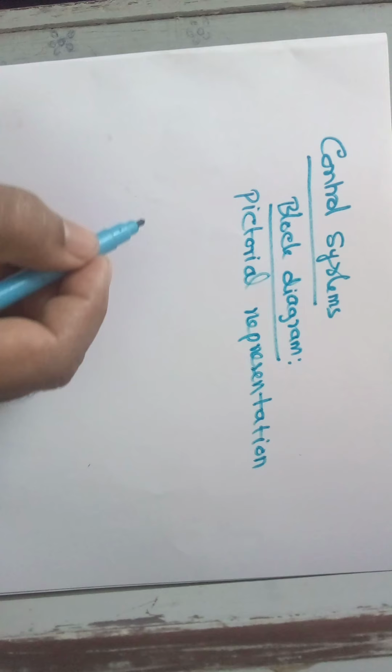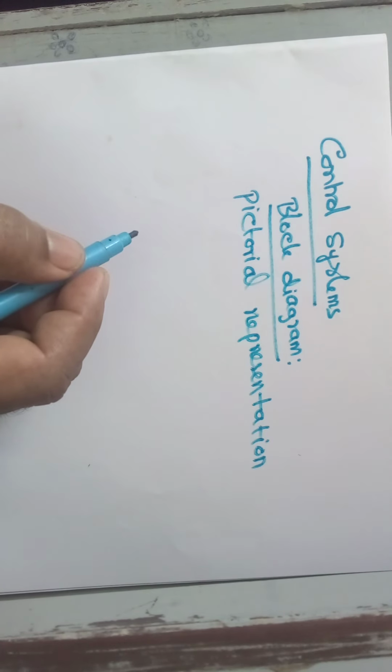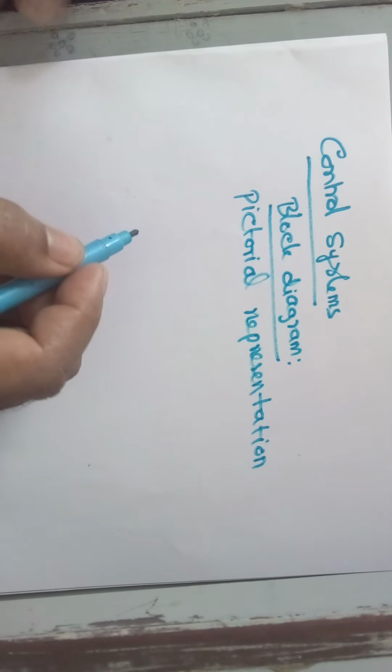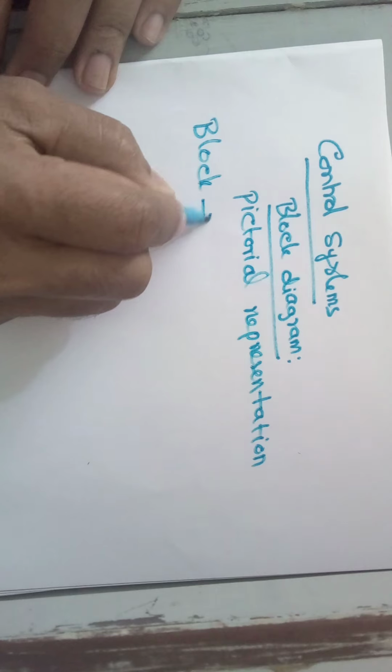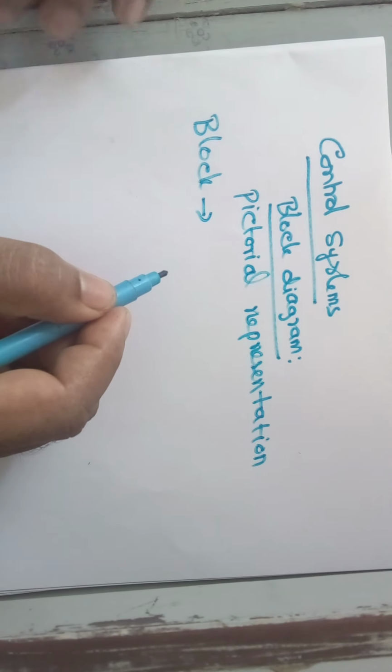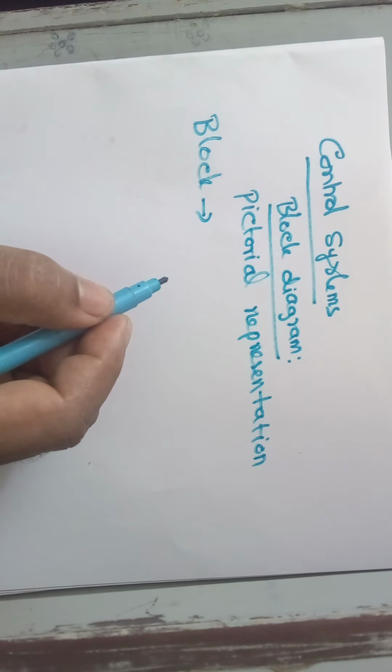So each and every component in a control system will be represented as some blocks, right? So what are the main blocks present in the control system? A block is nothing but a symbol for the mathematical operations on the input signal to the block, so that it produces the output.